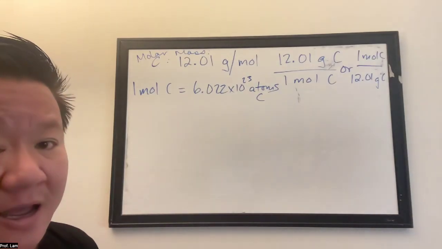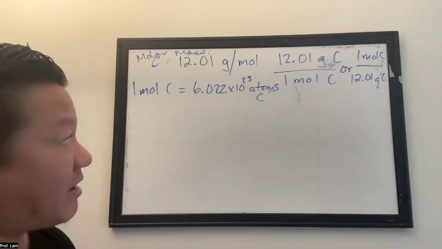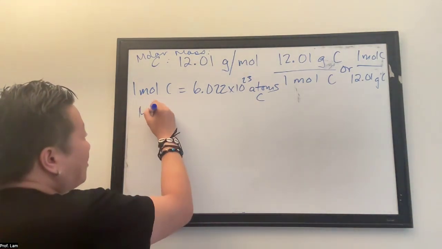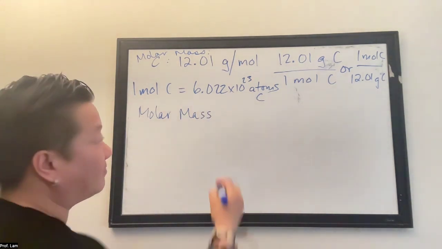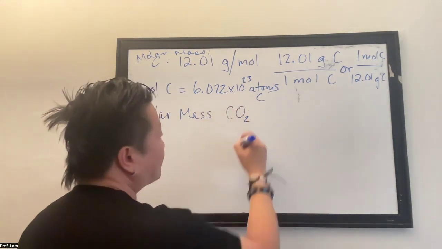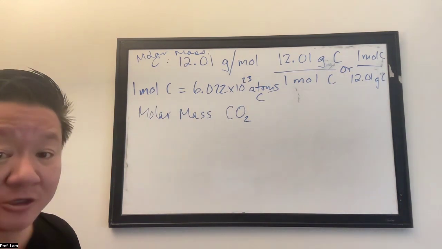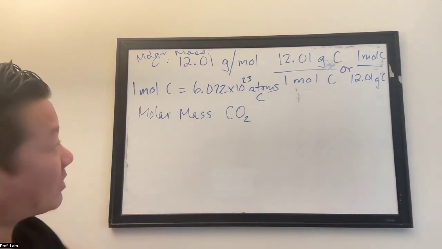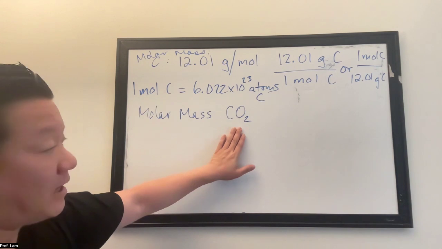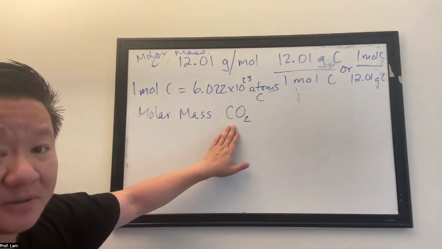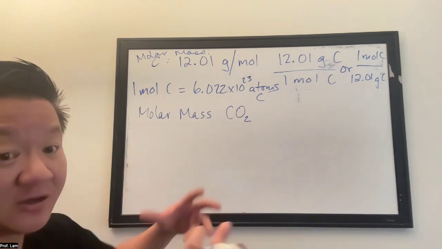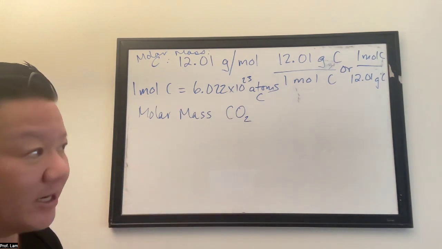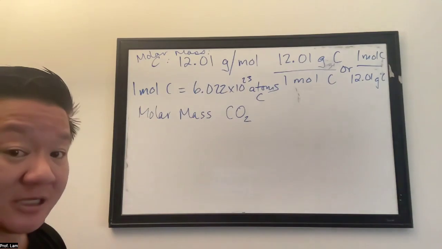Okay, so let's do now an example. Let's say we want to find the molar mass of something bigger than just an atom, like of a molecule. So CO2. Okay. CO2 is carbon dioxide, right? We got 3 atoms there. So we would need to sum up the molar mass of each individual atom in order to get the molar mass of the entire molecule. Makes sense, right? The sum of the parts is equal to the whole.